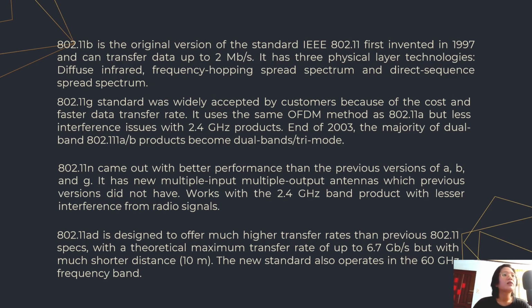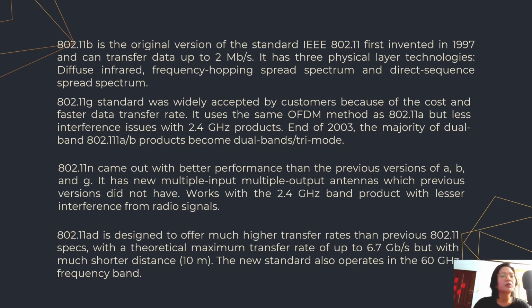The 802.11g standard was widely accepted by customers because of the cost and faster data transfer rate. It uses the same OFDM method as 802.11a, but with fewer interference issues with 2.4 GHz products. By the end of 2003, the majority of dual-band 802.11a/b products became dual-band tri-mode.